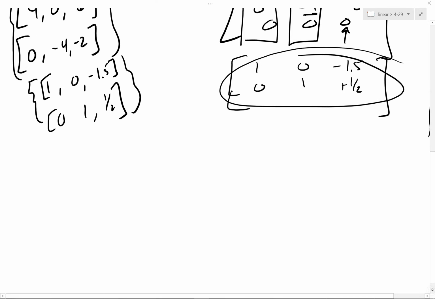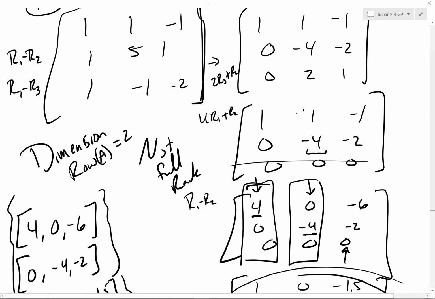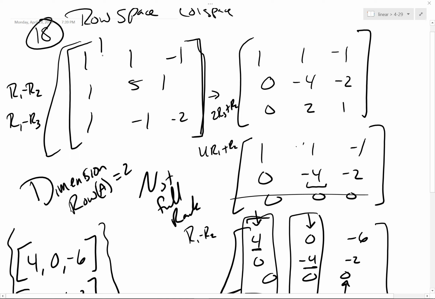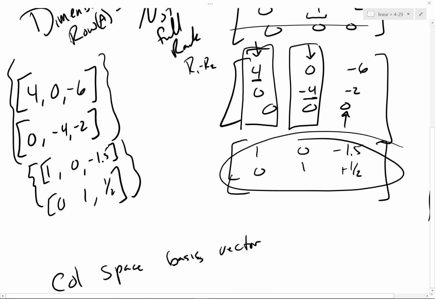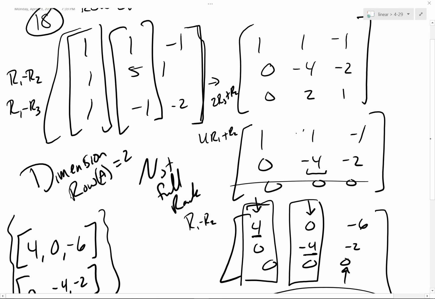So to find our column space basis vectors, what you're going to do is go to the first two vectors of the original problem. And so they are 1, 1, 1, and 1, 5, negative 1. But what about that last one? What about it, friend? This guy here is a loser. He did not have a pivot. We don't get to include him.